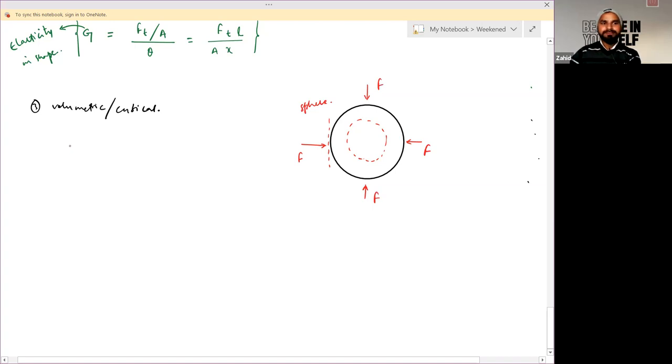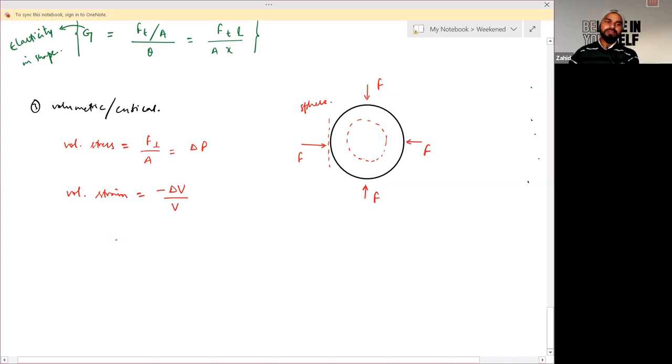So we first define volumetric stress. So that will be force perpendicular over area of cross section. So it will be change in pressure or pressure to that particular body. Amount of deformation produced is termed as volumetric strain. So that will be delta V divided by V. In this part, since volume is decreasing, final volume will be smaller than initial volume. That's why there will be a negative sign here.